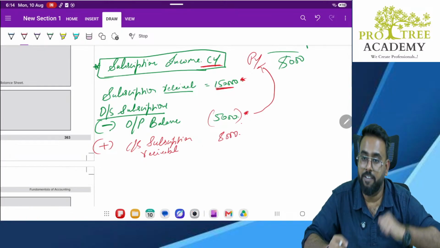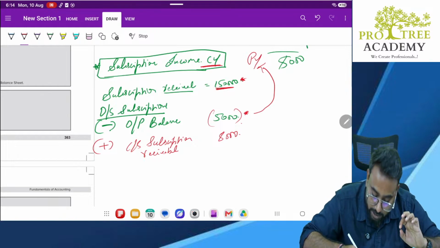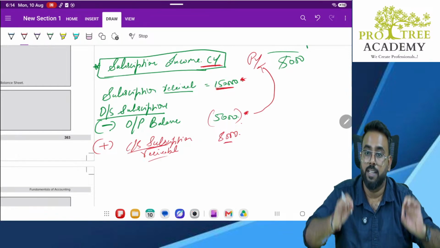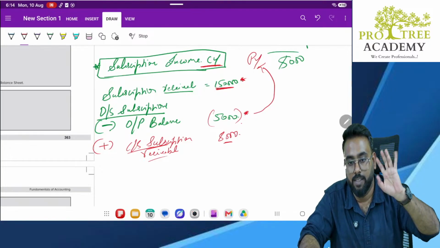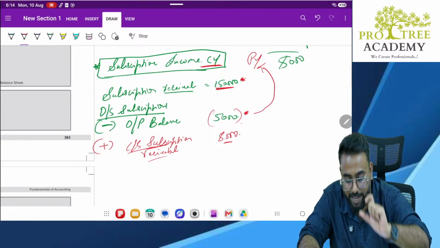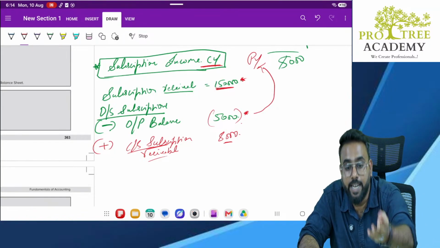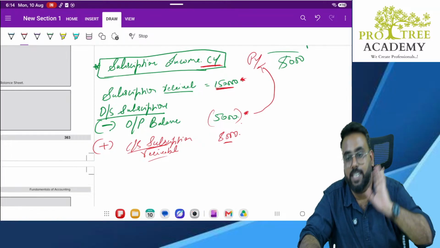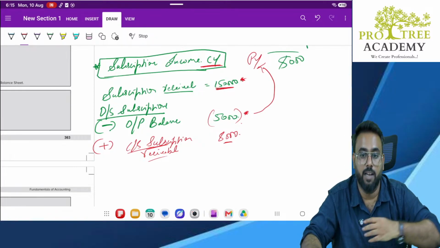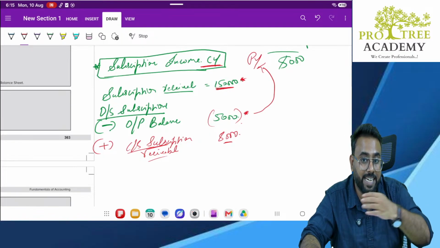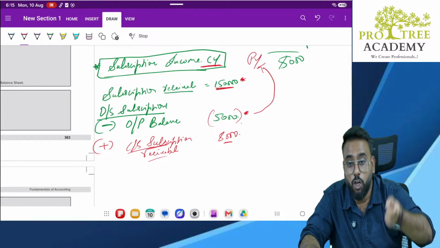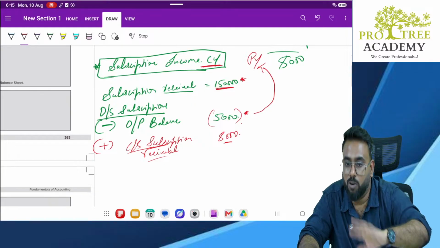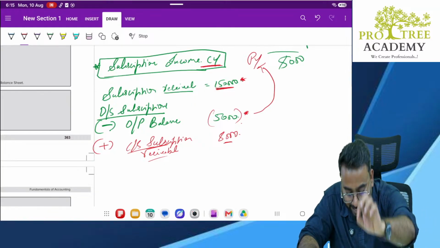8,000. Sir, why are we adding it? See, the closing subscription of 8,000 rupees: that income belongs to which year? Sir, it belongs to the current year. But the income has not been collected yet. It is receivable for us. But is it not our income for the current year? Yes, it is income for the current year.